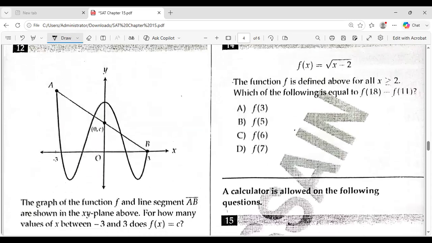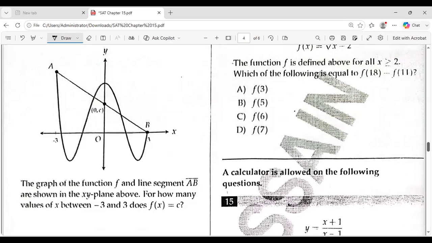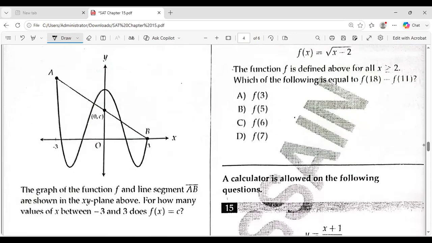So what about question number 12? The graph of the function f and the line segment AB are shown in the xy plane above. How many values of x between -3 and 3 does f(x) equal 3? Now in this question, you do not have any option available, so you need to write the correct answer in the grid. According to you guys, what should be the correct answer for this question?